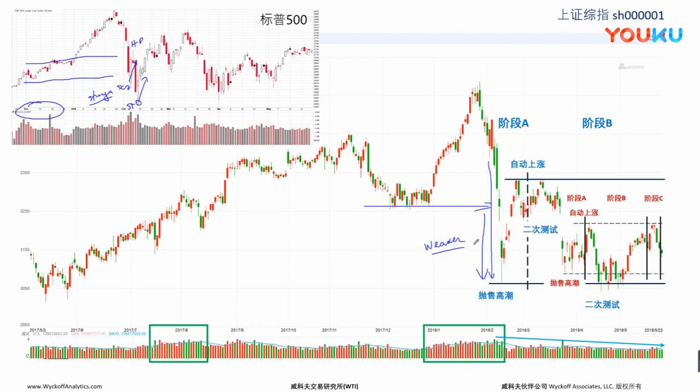So from here we could say that Shanghai index on the way down is weaker. S&P on the way down is comparatively stronger than Shanghai index.